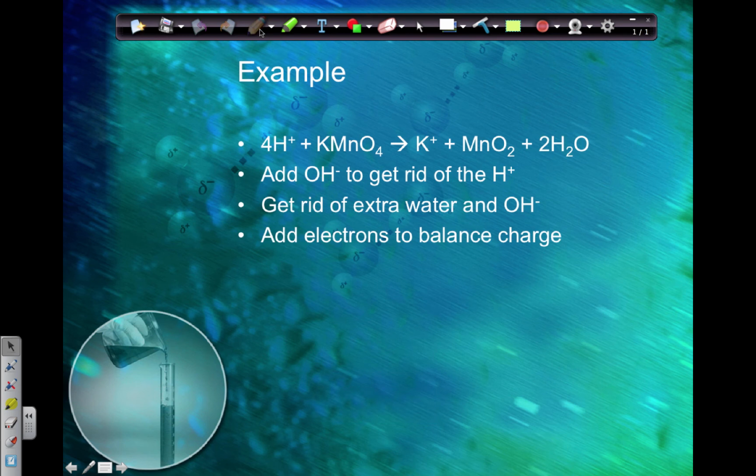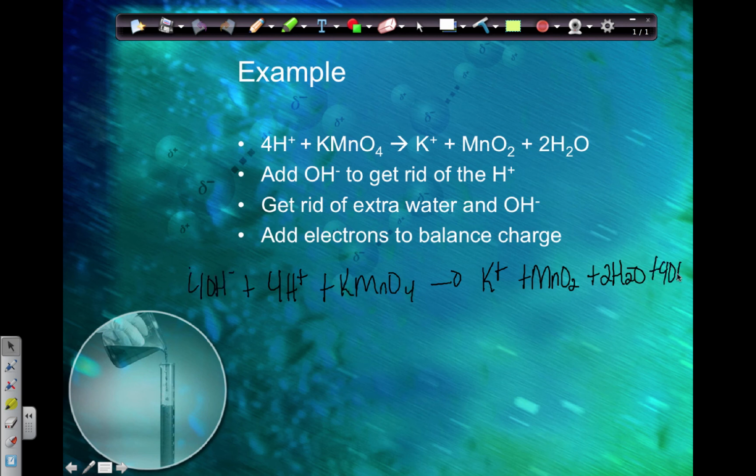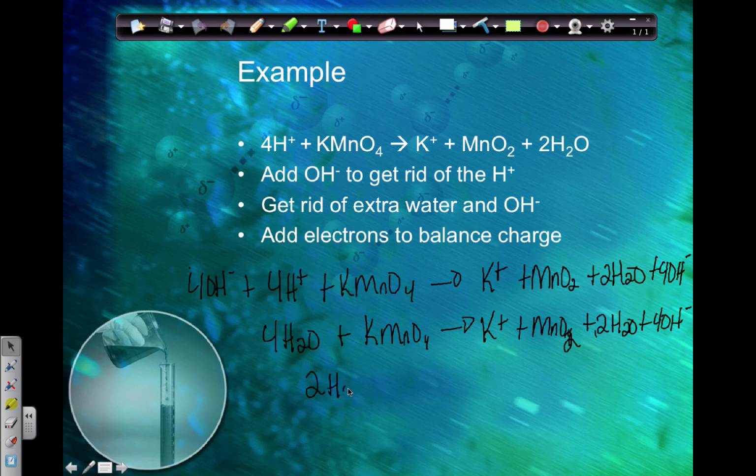All right, so now I'm going to add hydroxide to get rid of the H pluses. Got 4 hydrogen ions here, so I add 4 hydroxides to both sides. All right, so now that creates water. So now if any extra waters cancel, I will get rid of them. So I've got 2 waters on this side, 4 on this side. So overall, I should have 2 waters on this side.